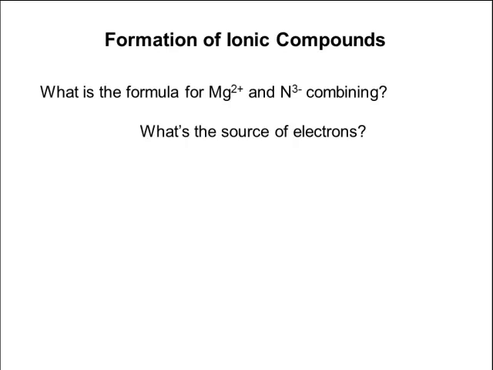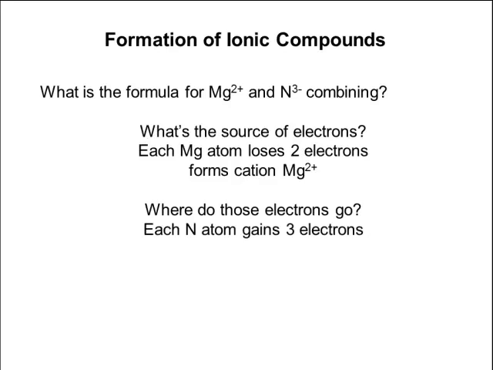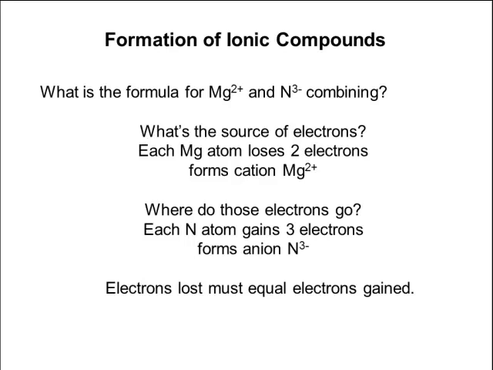So what's going to be the source of electrons in this? Well, the source is going to be that each magnesium atom, neutral atom, is going to lose 2 electrons. When that magnesium atom loses 2 electrons, what happens? It forms that cation, Mg2+. Okay, so we've got 2 electrons coming from each magnesium atom. Well, where are those electrons going to go? Well, they're going to go to the nitrogen. Each neutral nitrogen atom is going to gain 3 electrons. That's why we get to the N3-. Okay, but keep in mind, the number of electrons lost must equal the number of electrons gained.